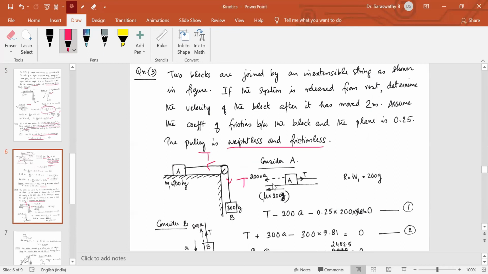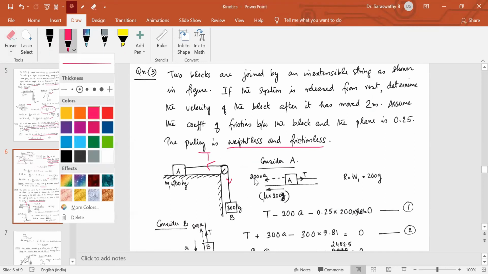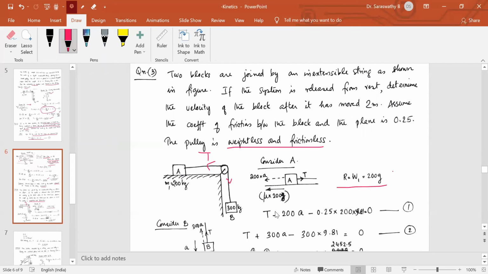This motion is towards right, so I applied inertia force 200 A, opposite to the direction of motion. The surface is rough, so mu R will be acting opposite to the motion. Mu into mass is 200 into 9.81. This will be the frictional force. Frictional force, R is equal to W1, 200 g. So mu R is equal to 0.25. So you can write T minus 200 A minus 0.25 into 200 into 9.81 is equal to 0.